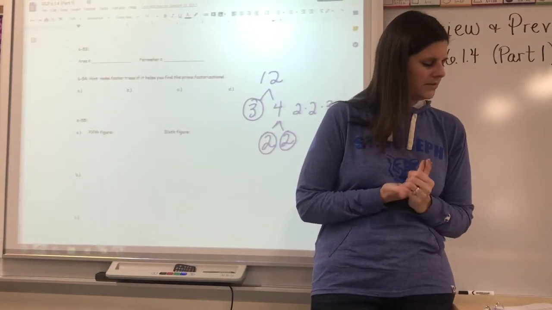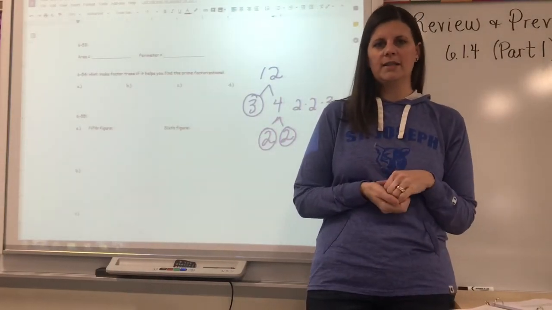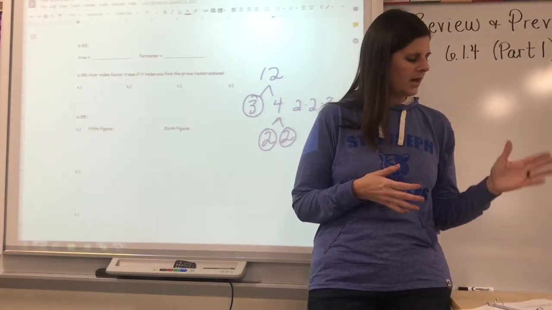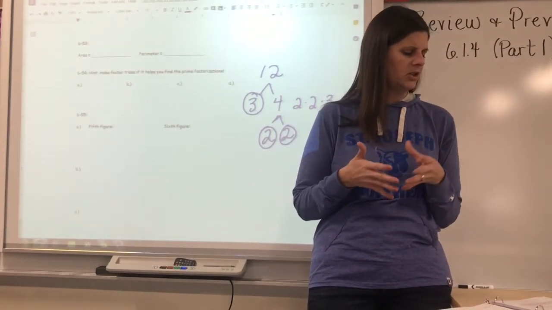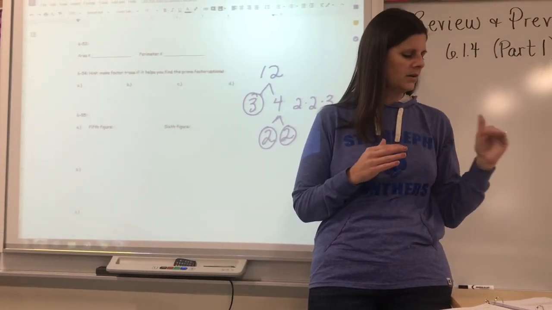For question 55, they show you a dot pattern of figures 1 through 4. You are asked in part A to draw what the 5th figure and the 6th figure will look like. Part B says to describe figure 20. It doesn't say to draw figure 20, it says describe. So based on how this figure is growing and changing, we can see 2 main parts. We see a vertical part, and then we see a horizontal part.